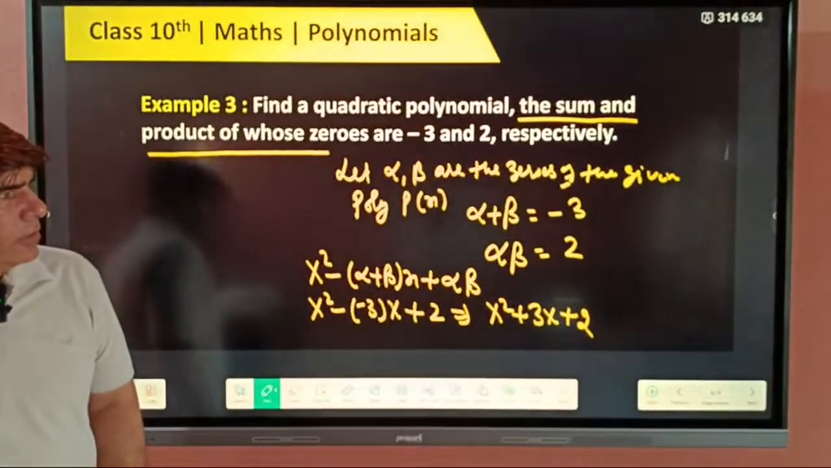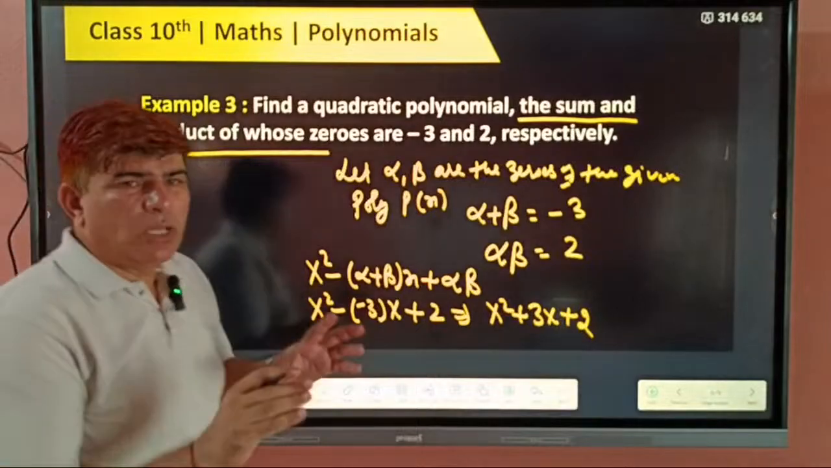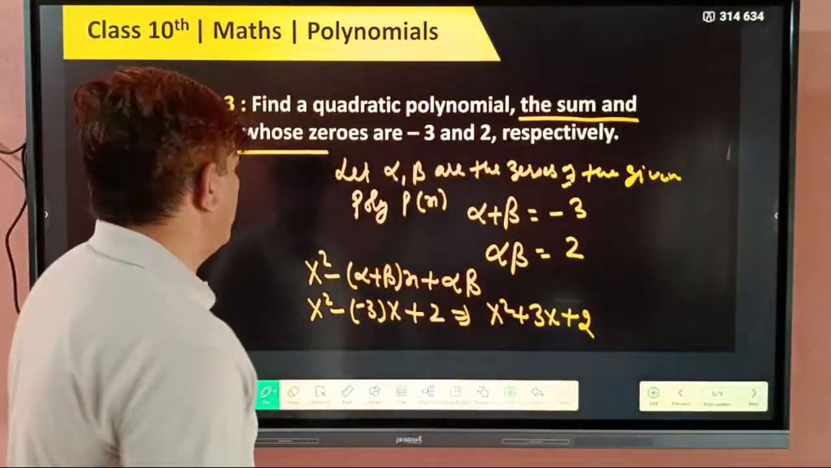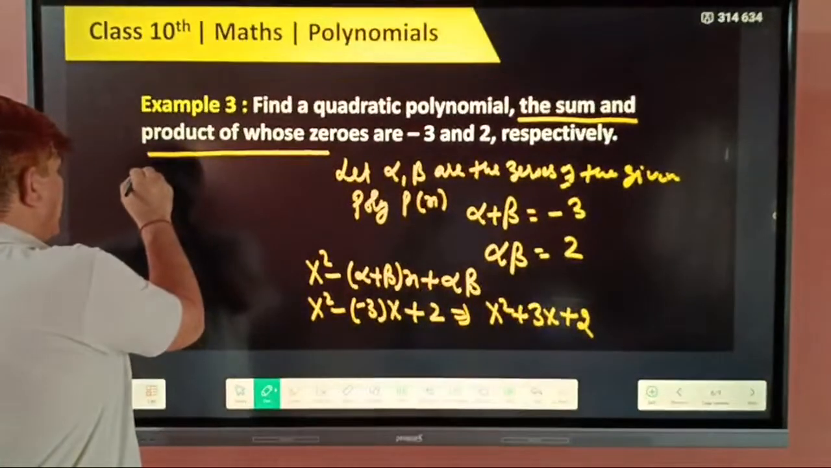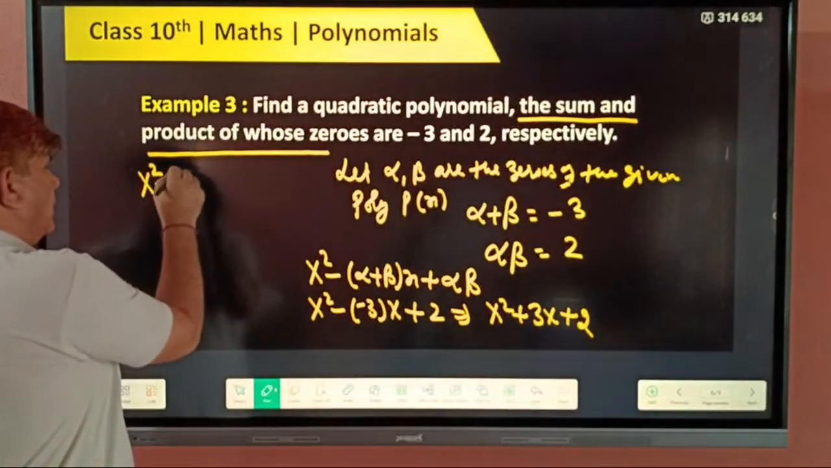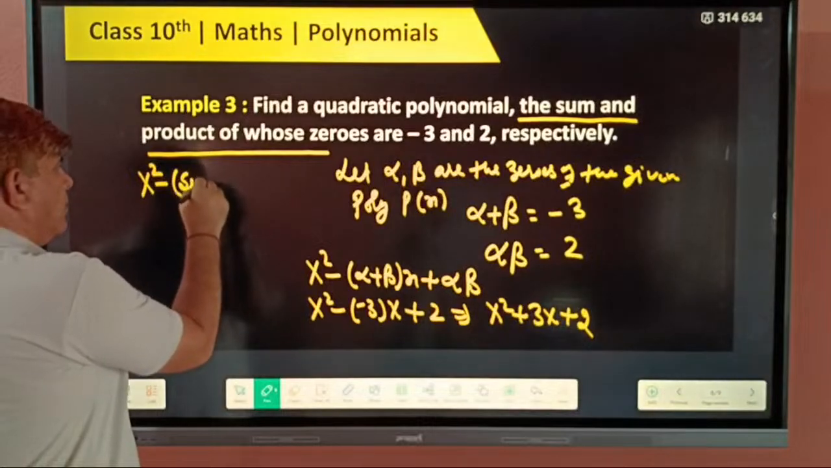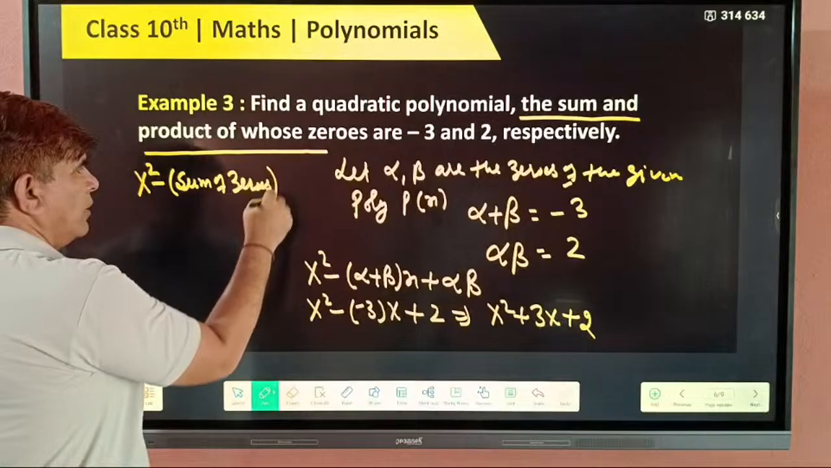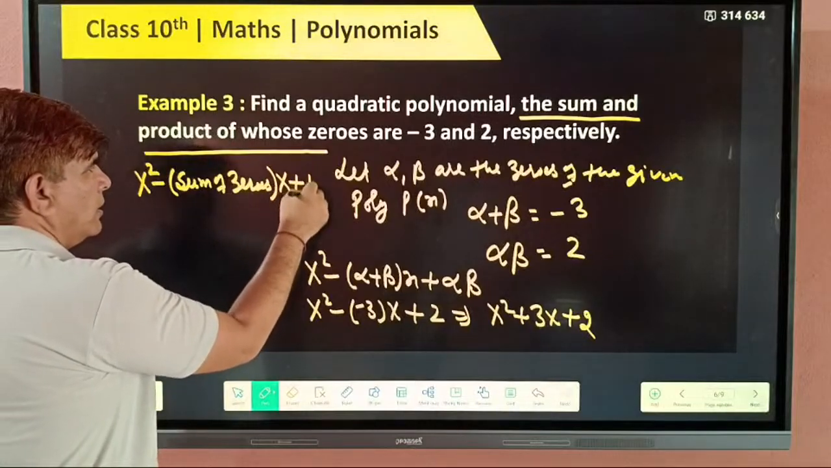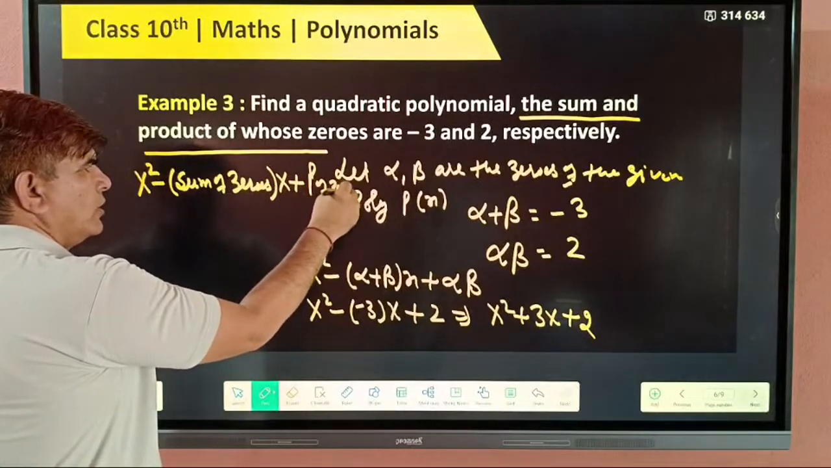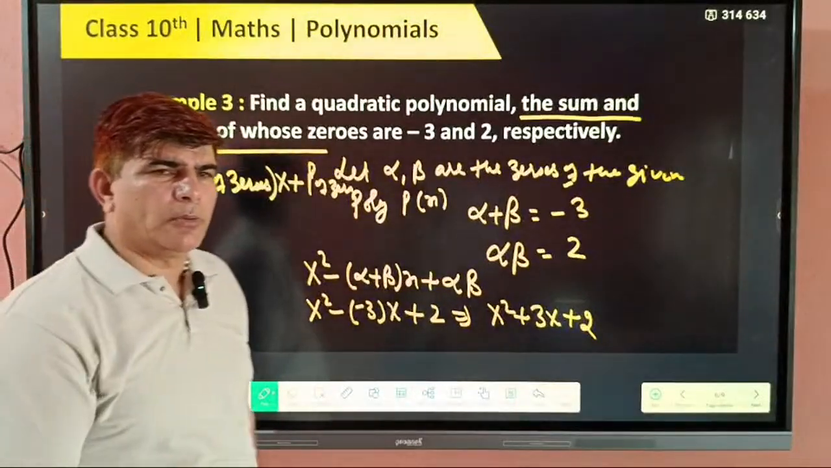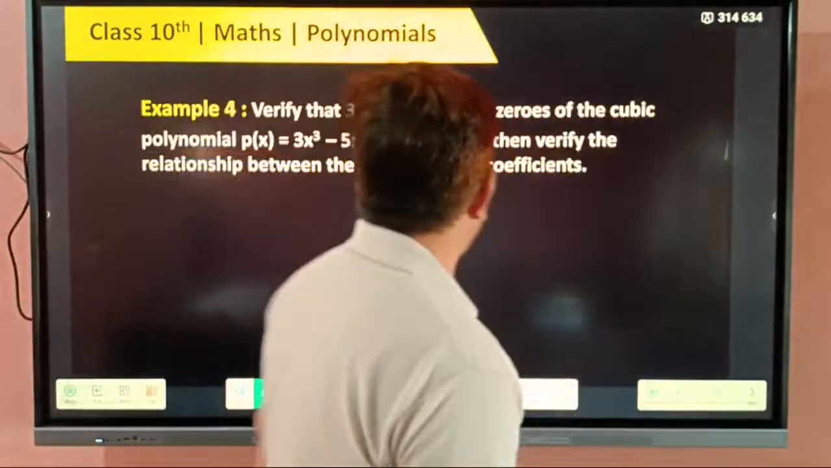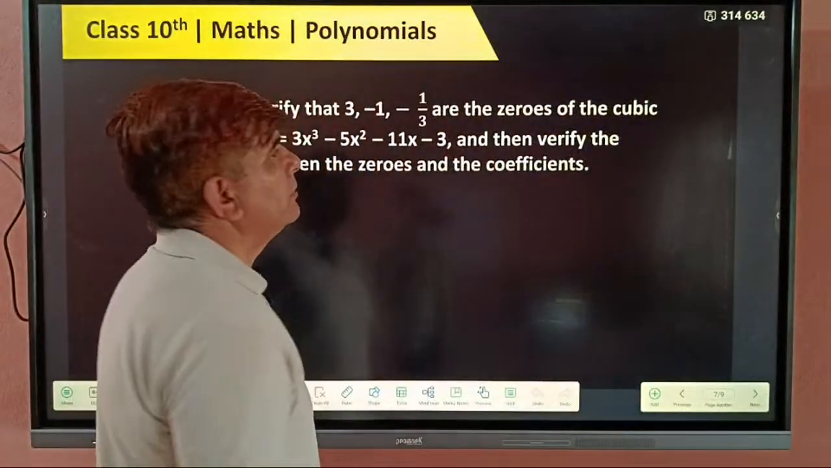Got or not got? So if the sum and product of the zeros are given to you and you have to find the polynomial, the formula is this: x square minus sum of zeros into x plus product of zeros. You can apply this formula directly. So understood, I think. So next, this given.